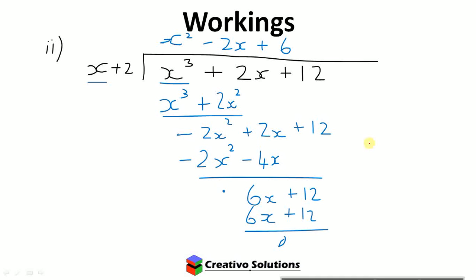Hence show that the equation has exactly one real root. We should be getting the same answer. Let's just check this again. X to the 3 divided by x is x squared. X squared times that is that plus 2x squared. That's correct. Then that goes into there. Minus 2x. Minus 2x times x is minus 2x squared. That's correct. Then we brought down. Then here we took out.